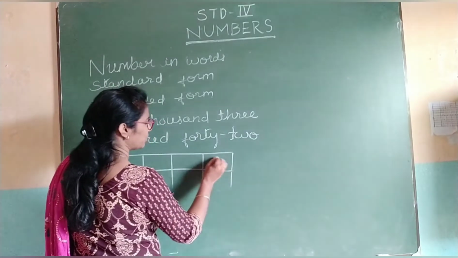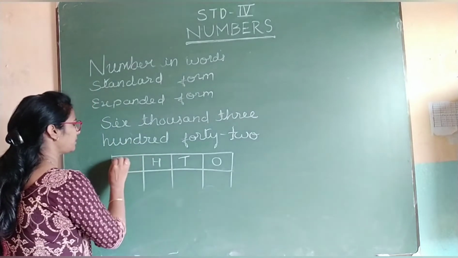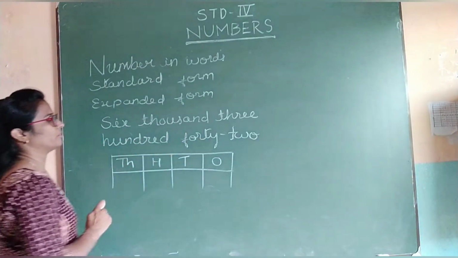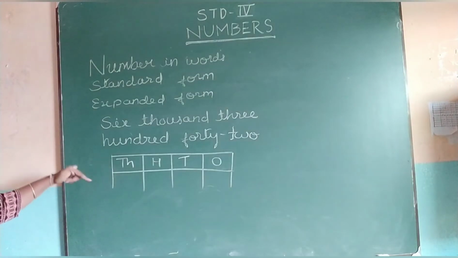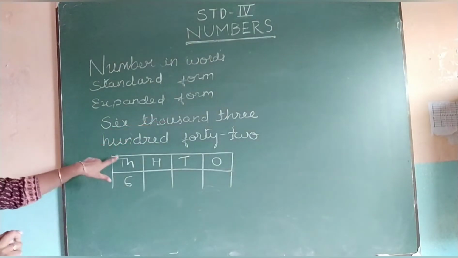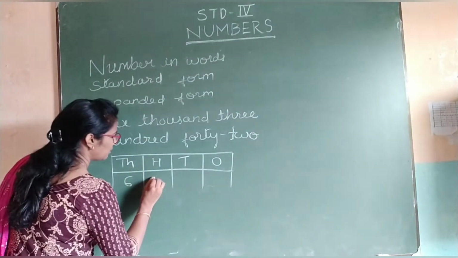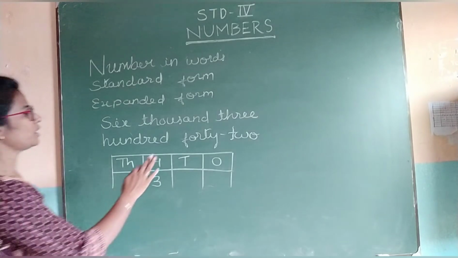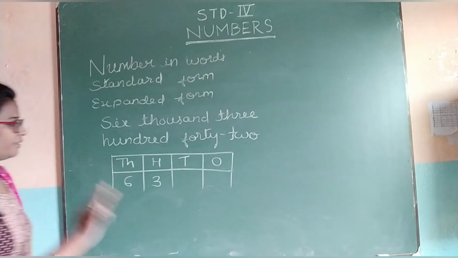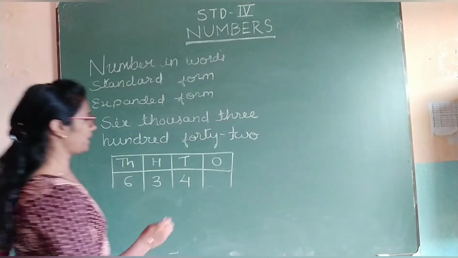So this is 1's place. This is 10's place, this is 100's place and this is 1000's place. Now you can see here 6000. So 6 is in 1000's place. So 300. So 3 is in 100's place. So see here 42. So 40. Now 4 is in 10's place. And 2 is in 1's place.